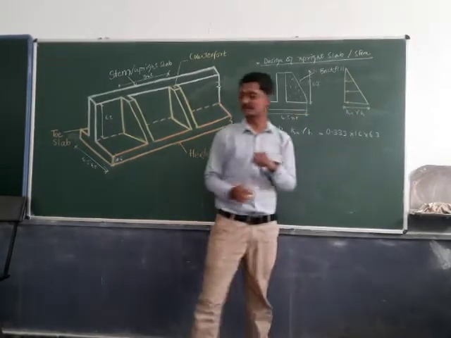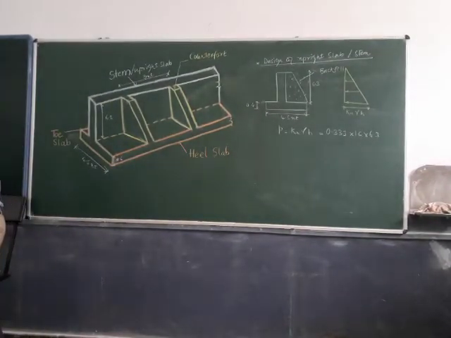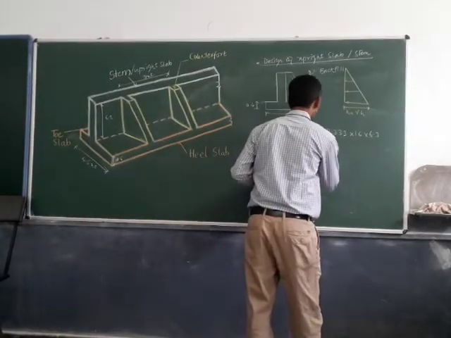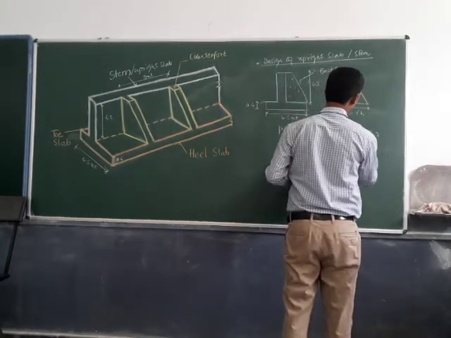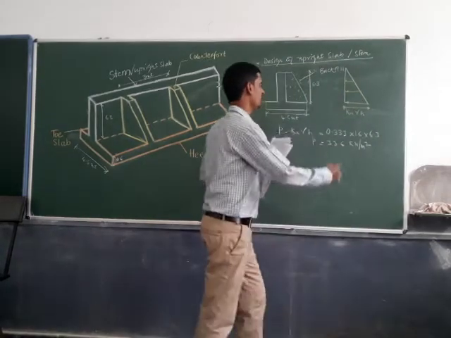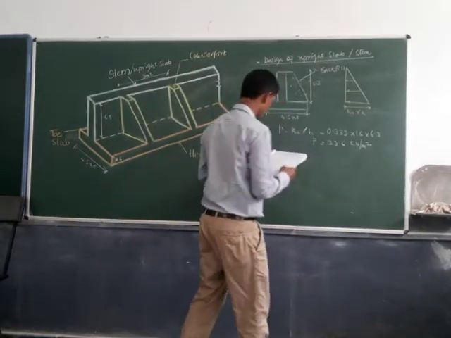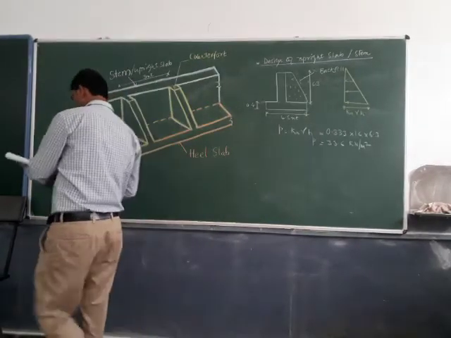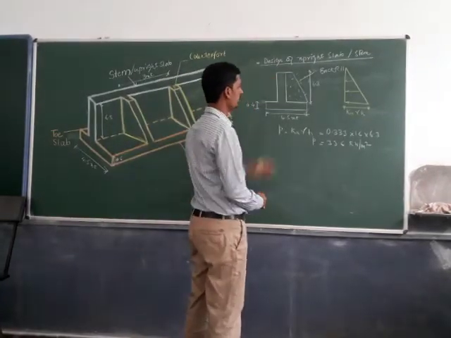We get this as B is equal to 33.6 kilonewton per meter square. So we get the maximum pressure at the base as 33.6 kilonewton per meter square. Now you have to consider the bottom 1 meter deep strip.